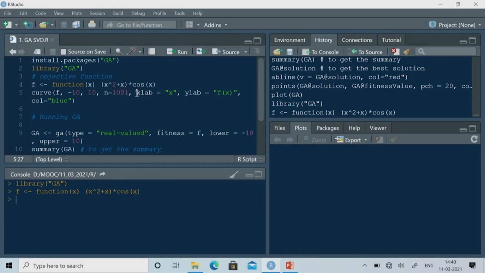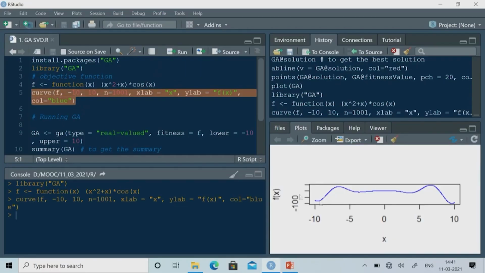And then I am putting the x label and y label of this particular curve. The x label is x and the y label is f of x, and I am defining the color as blue, so the curve will be of blue color. So, the color you can define. Now if I select this particular line and run it, then you will get this curve.